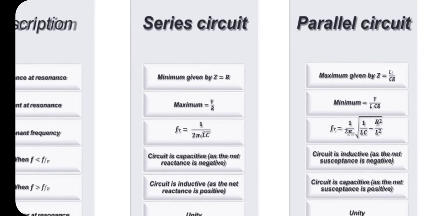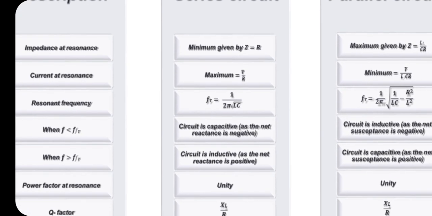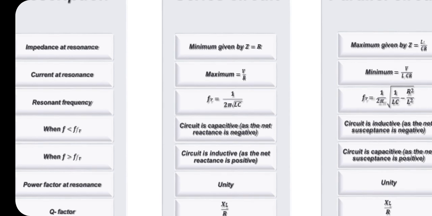If we come to the parallel resonance circuit, it provides the maximum impedance, which will be equivalent to Z equal to L by CR, and here the minimum current is there generally. So maximum impedance is there, then minimum admittance is there.